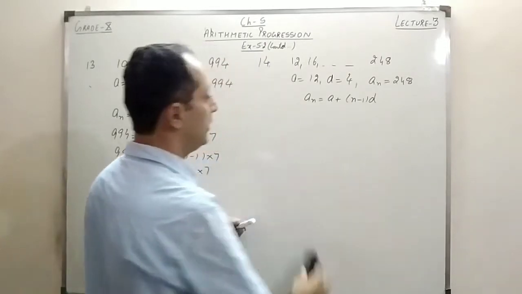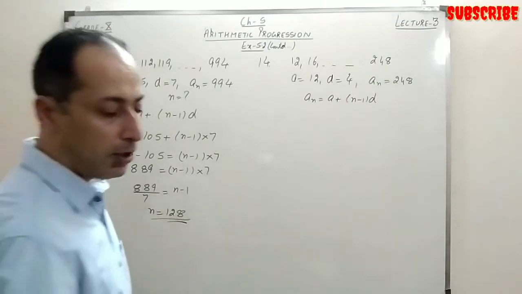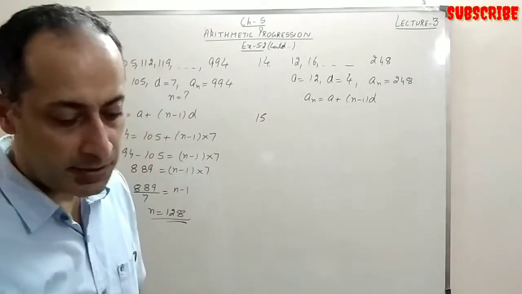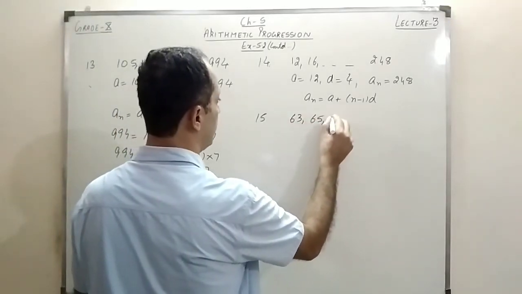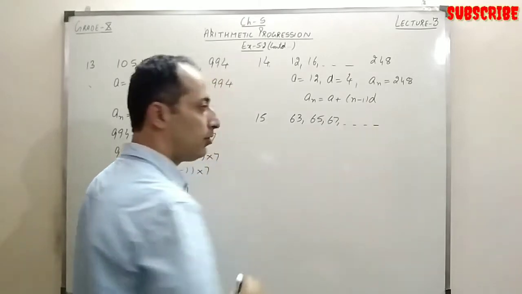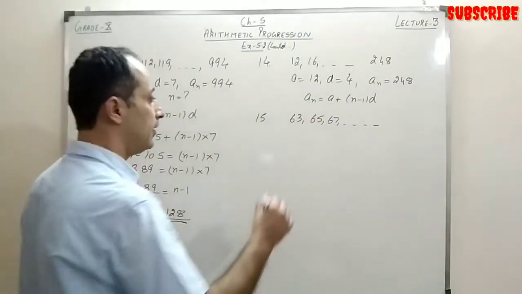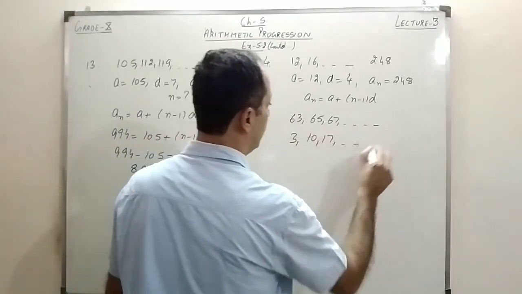Okay, now let's go to the next question. Question number 15. That's a very important question. Now it's given we have 2 APs. One of the APs is given as 63, 65, 67 and so on. And the other AP is given as something like this: 3, 10, 17 and so on.